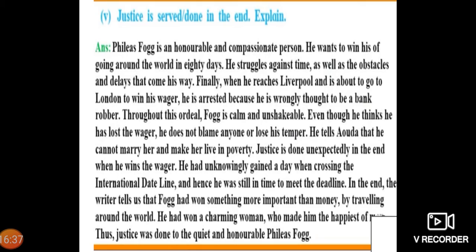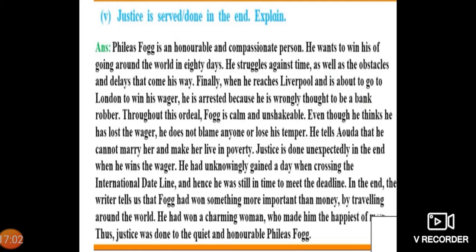he is wrongly thought to be a bank robber. Throughout his ordeal, Fogg is calm and unshakable. Even though he thinks he has lost the wager, he does not blame anyone or lose his temper. He tells Aouda that he cannot marry her and make her live in poverty. Justice is done unexpectedly in the end when he wins the wager.